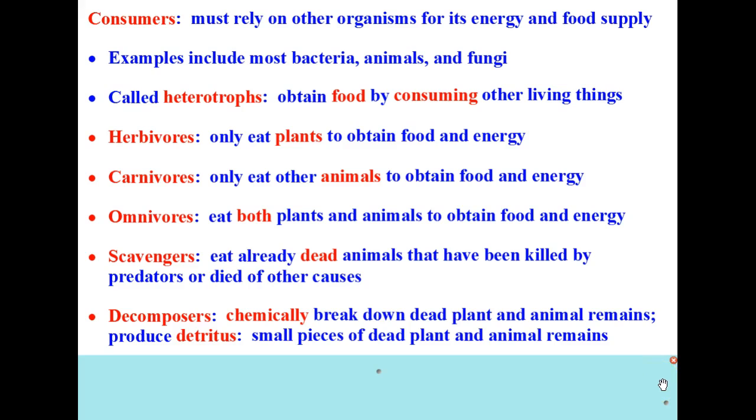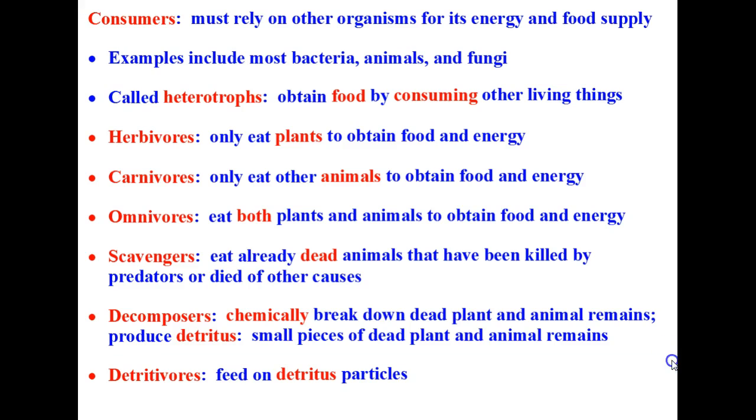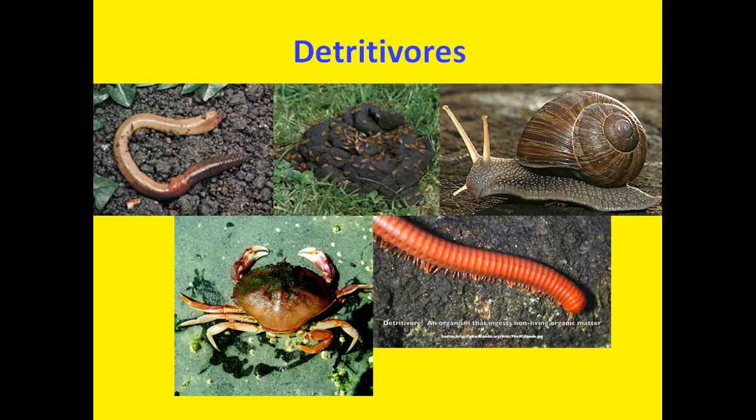The last type of consumer that we're going to talk about here are what are called detritivores. Detritivores feed on detritus particles. As mentioned earlier, detritus is small pieces of dead plant and animal remains. Organisms that feed on this material include the earthworm shown here, the bugs eating this pile of cow poop, snails, millipedes, centipedes, and other types of insects, and crabs and shrimp, for example, are all detritivores.